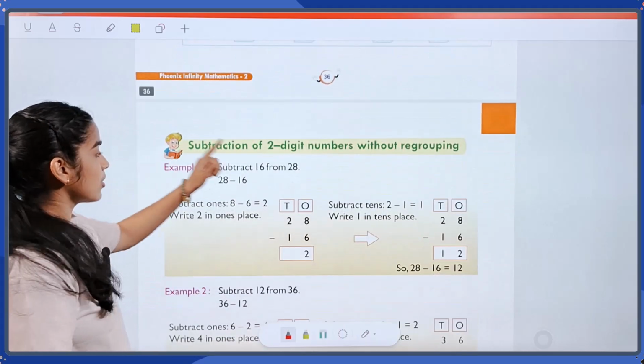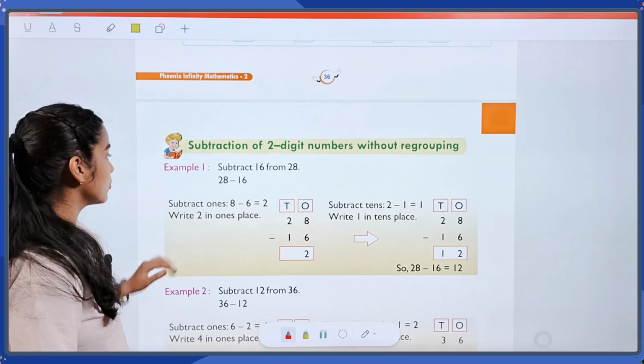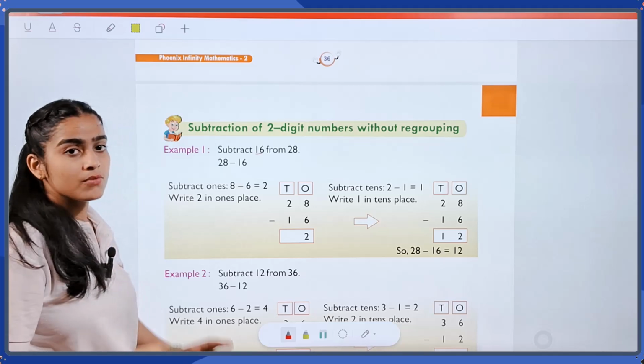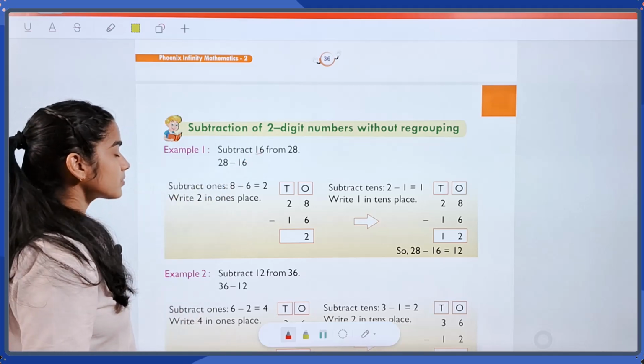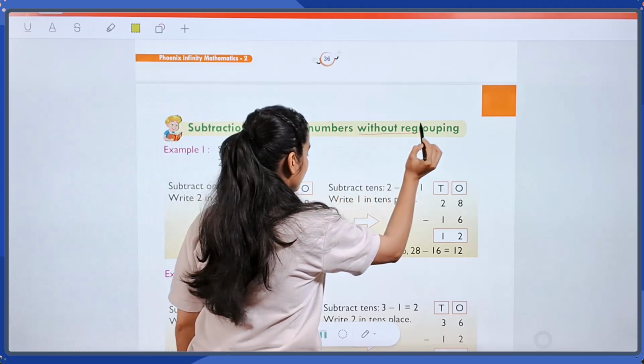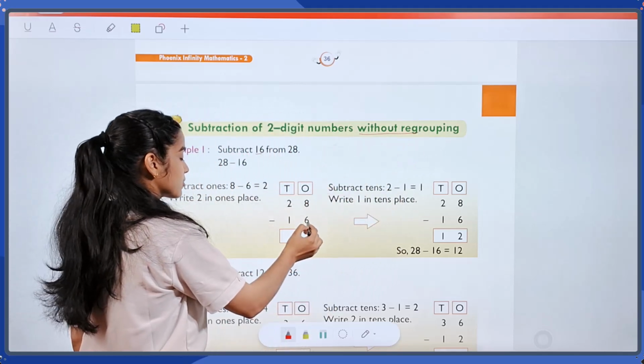Now subtracting 2-digit numbers without regrouping. So subtract 16 from 28. In this case we are not able to regroup, so we have to solve this question without regrouping. So it means 8 minus 6. So how can you do this?